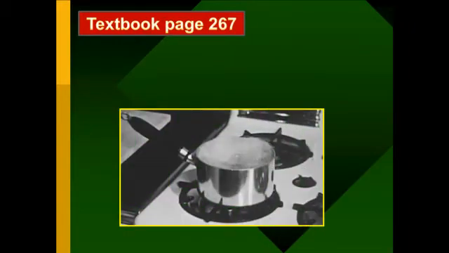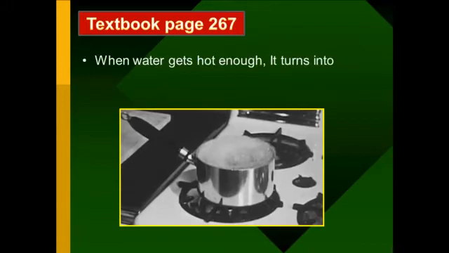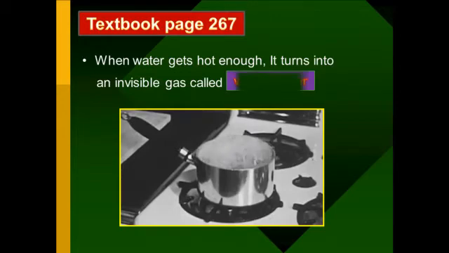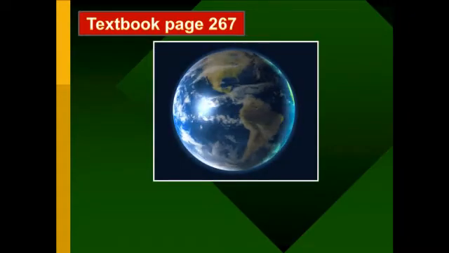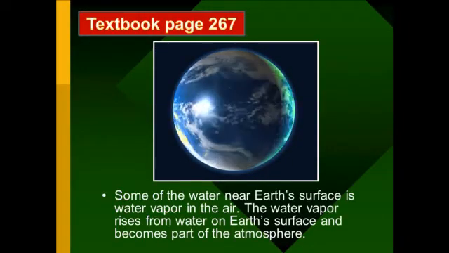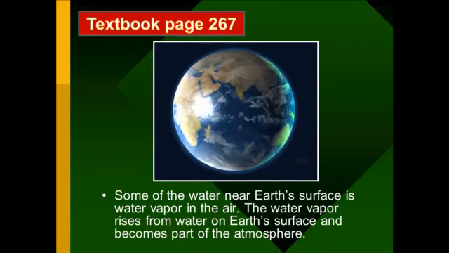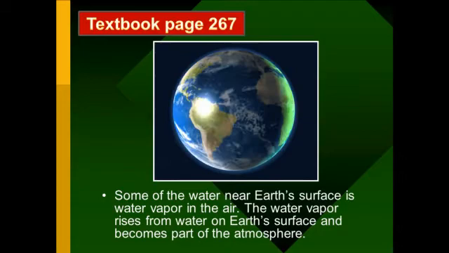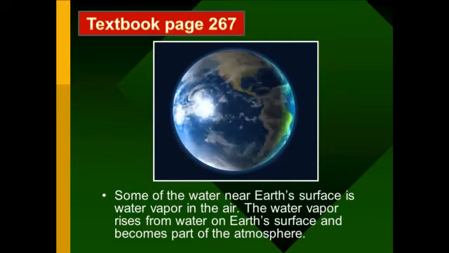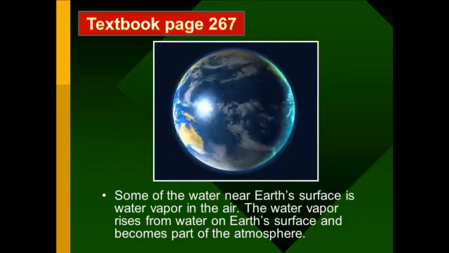Third, water as a gas. When water gets hot enough, it turns into an invisible gas called water vapor. And speaking of water vapor, some of the water near Earth's surface is water vapor in the air. The water vapor rises from water on Earth's surface and becomes part of the atmosphere.